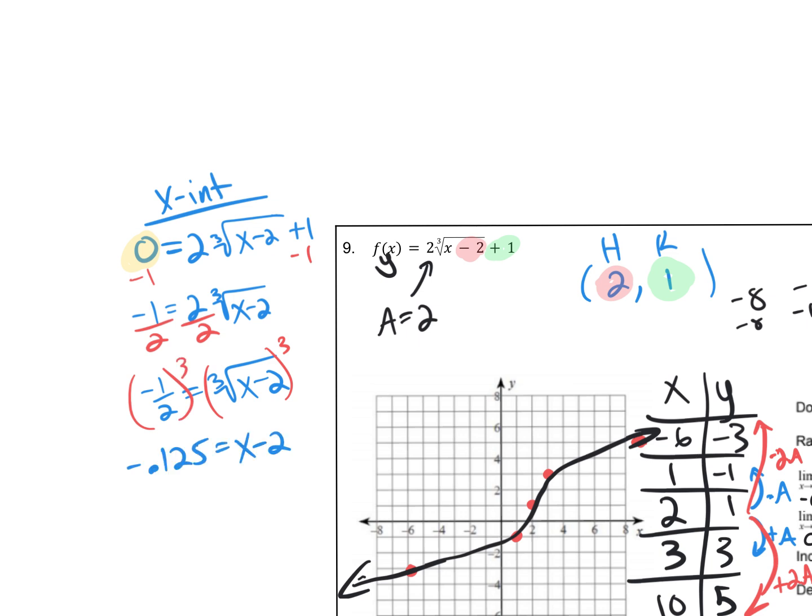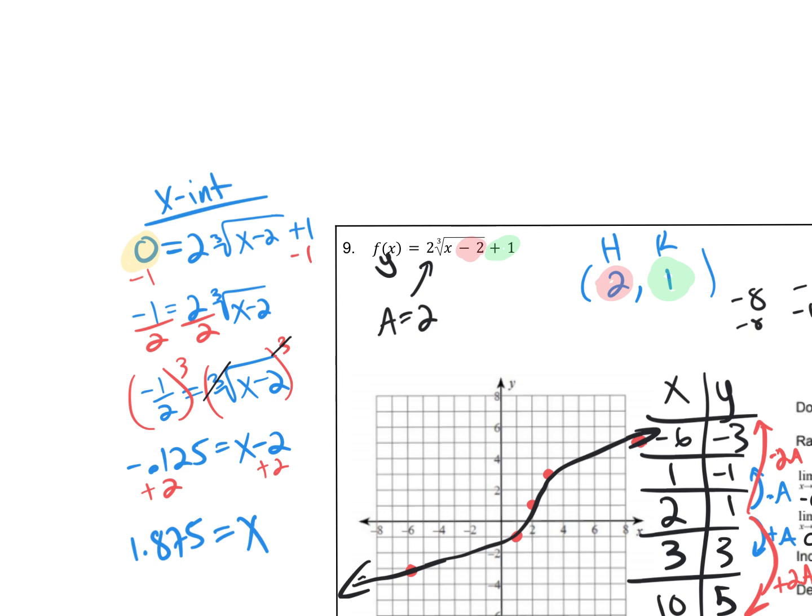Once I go ahead and cube both sides, remember it's going to cancel the radical out on the right for us, leaving us just with that x minus 2 outside the radical now. On the left, once I cube the -1/2, it takes me to the value of -0.125. Then one last operation to solve for x. Adding 2 to both sides now takes us to the value of 1.875.